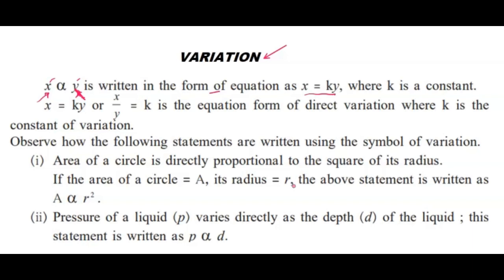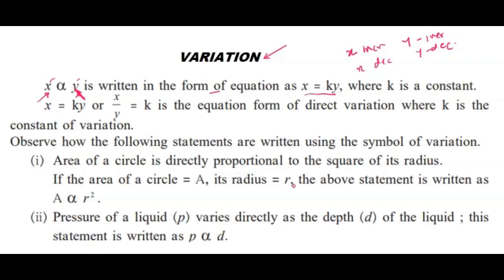What is the concept of variation here? Variation means that if x is increasing, then y should also increase, and if x is decreasing, then y should also decrease. So both are working hand in hand. If one is going up, the other will be up; if one is down, the other is down. So they are related to each other. This is the basic concept.